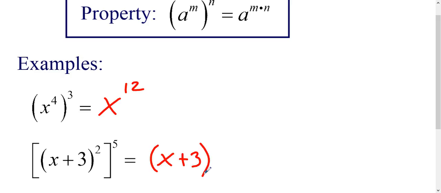X plus 3 is our base. That's not going to change. Power to a power, you multiply that. 2 times 5 is 10.